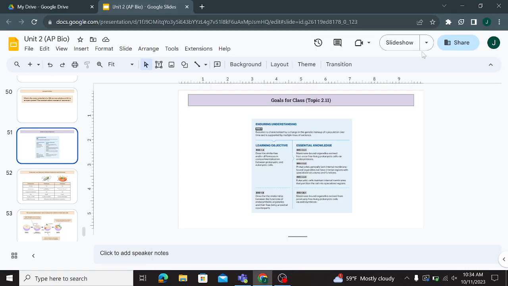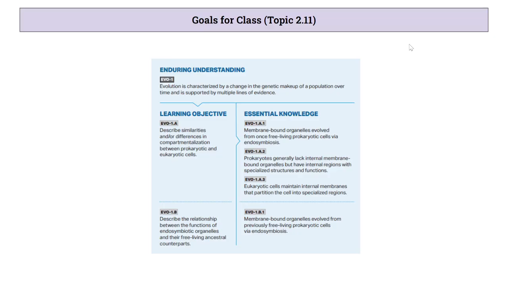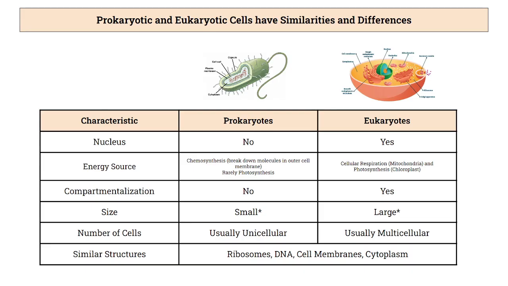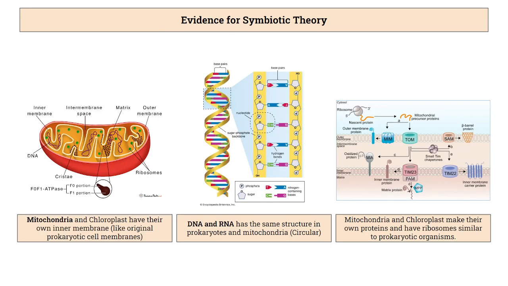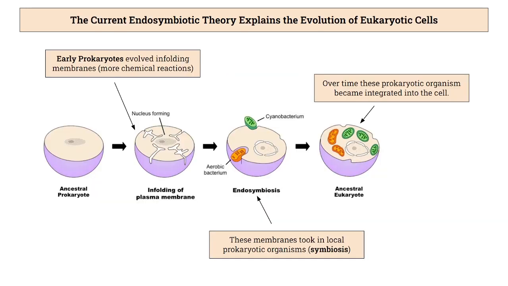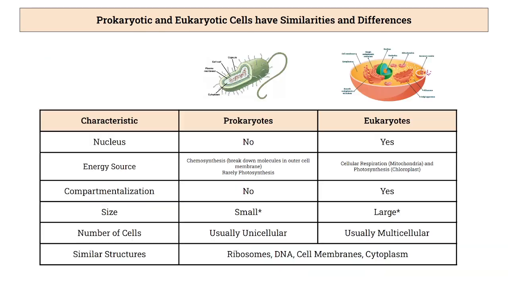All right, hello everybody. We're going to do the last topic here in Unit 2 of AP Bio, which is going to be on the endosymbiotic theory. So kind of big picture, the key takeaways we want from today are, first, we want to know the difference between prokaryotic and eukaryotic cells. We want to learn how eukaryotic cells evolved from prokaryotic cells, and then talk about some of the evidence that supports this theory of how eukaryotic cells came from prokaryotic. So those are going to be the main topics for today.